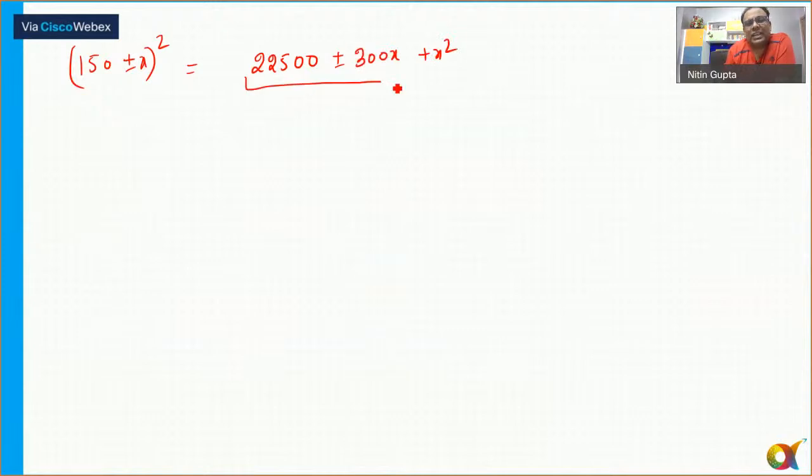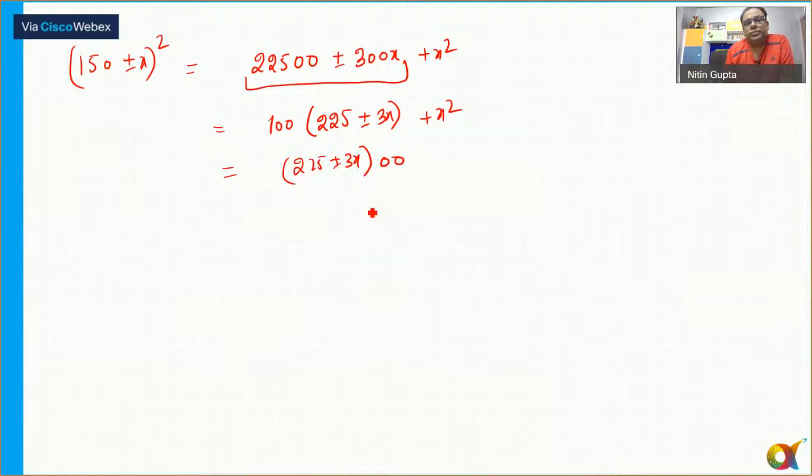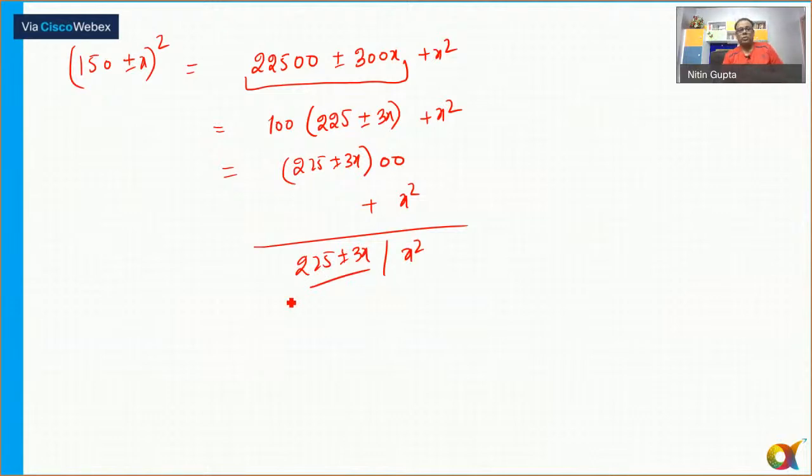Now, first part, I can write down this as equal to 300, or not 300, rather it will be 100. So you can take out 100 as common. So 100 is common and it will be 225 plus minus 3x and plus x square. So it is the same as 225 plus minus 3x followed by 2 zeros and plus x square. So the last part will be x square and the first part is 225 plus minus 3x. But do not try to memorize. I'll tell you a trick.